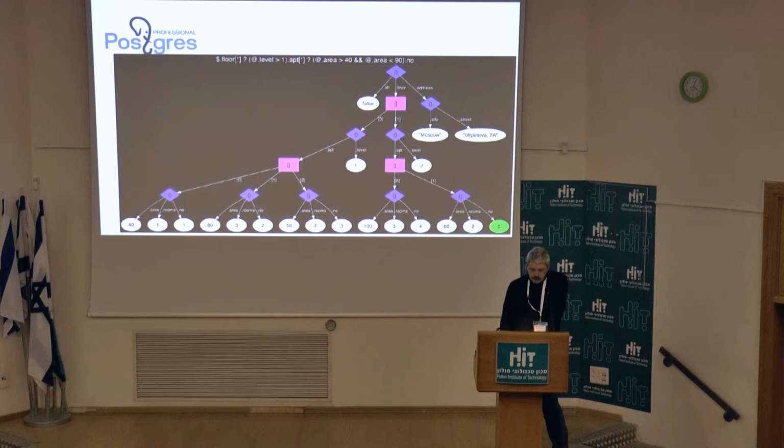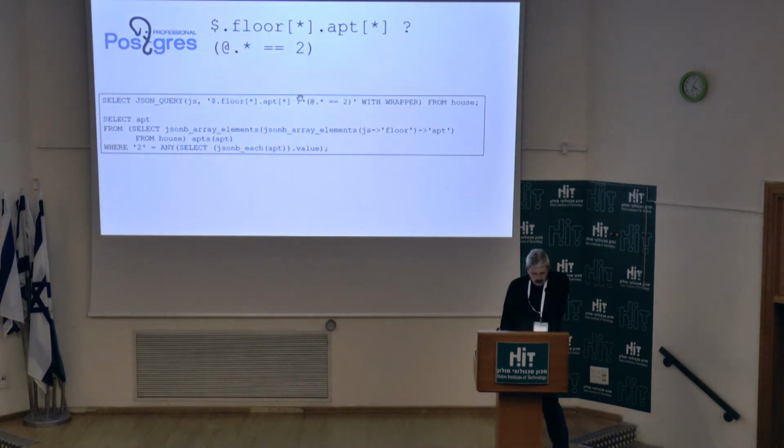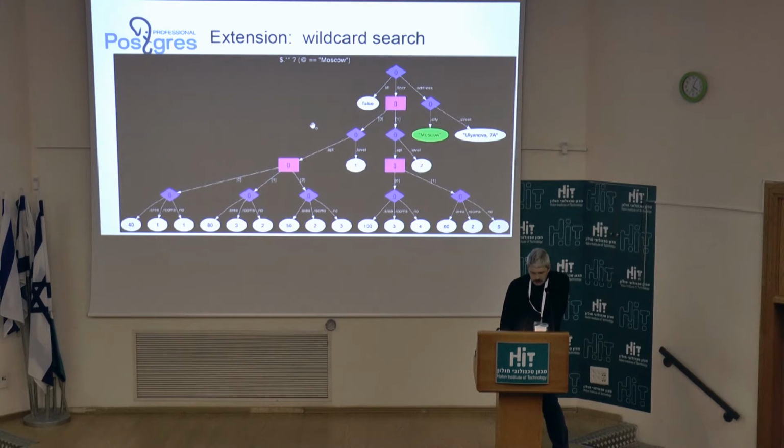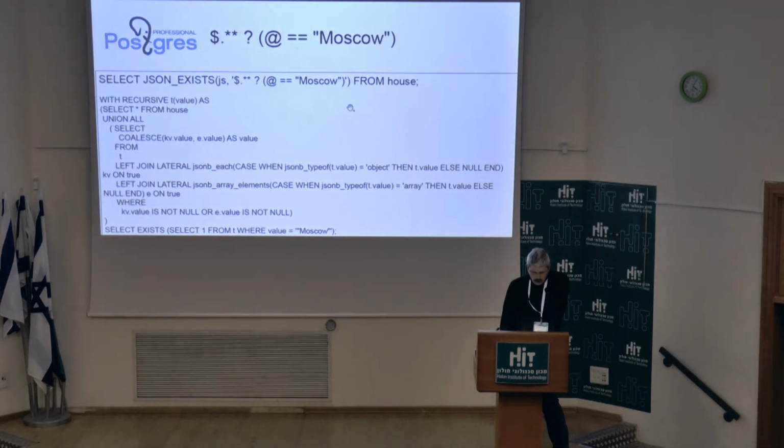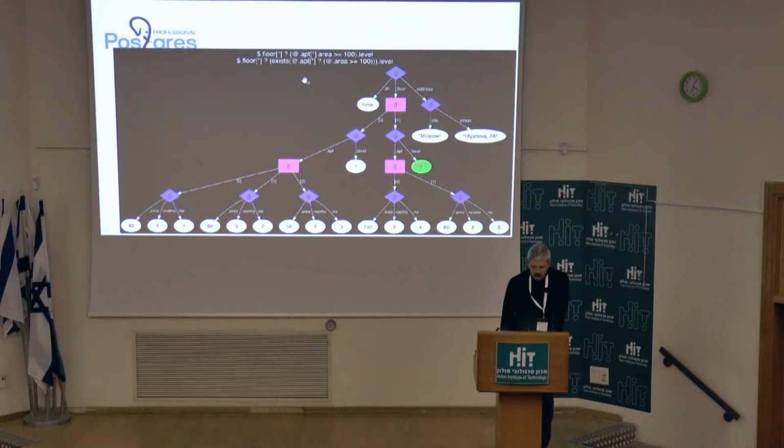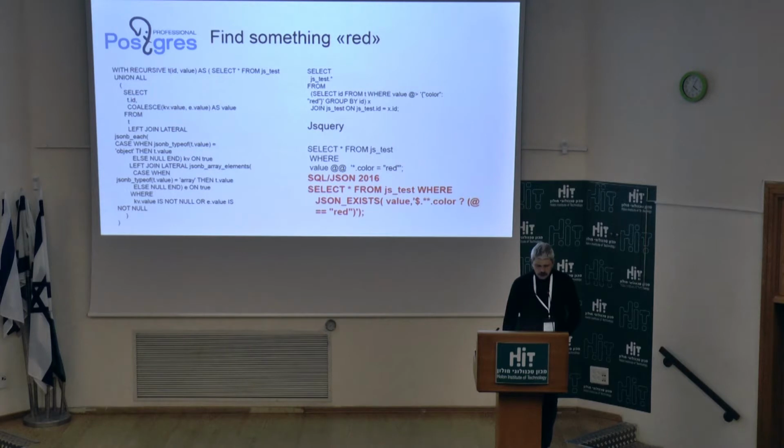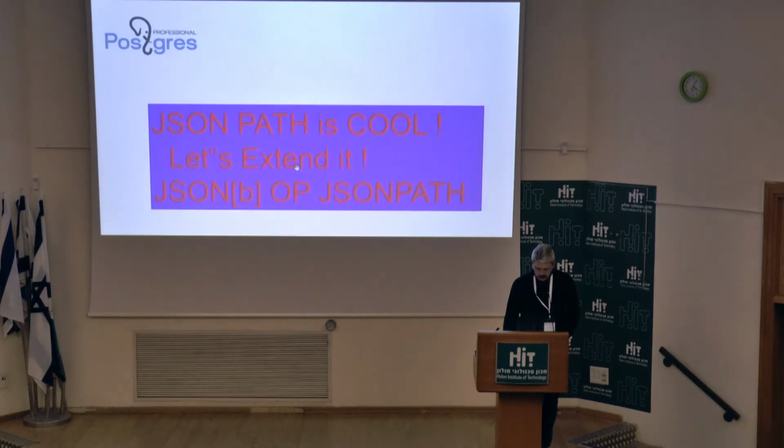You see, it is similar to JSQuery and rather simple. Some other things can be done, for example, floors that contain 2 apartments, and so on. Also, it has wildcard search in keys. There are a lot of examples; I think we'll skip some of them. So, the query about red. You see that in JSQuery it is written like that, but in SQL JSON it is more complicated, unfortunately. Really, SQL JSON is more verbose. But it's also maybe effective. So JSON path is cool.